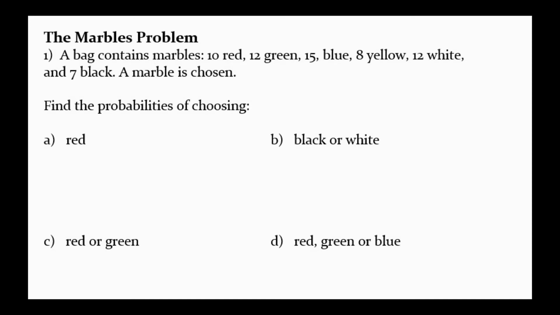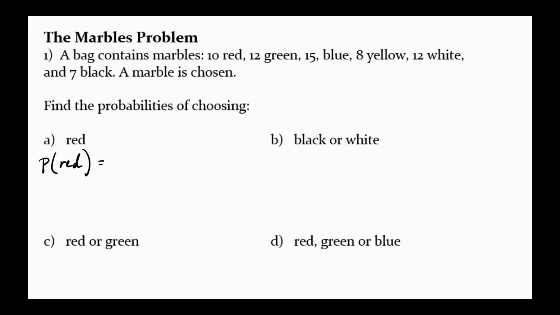Okay, so the first one, they want to know what's the probability of red. When I'm solving these, I want to label. Make sure you label so that you know what you're talking about. So the probability of red, we can write like this: capital P, red in parentheses. Okay?